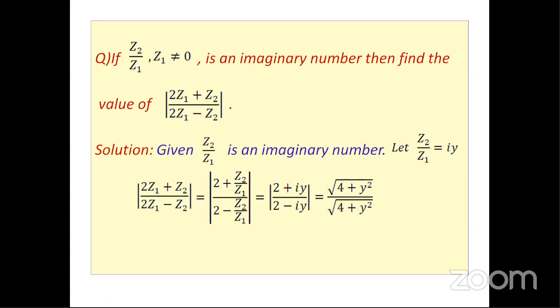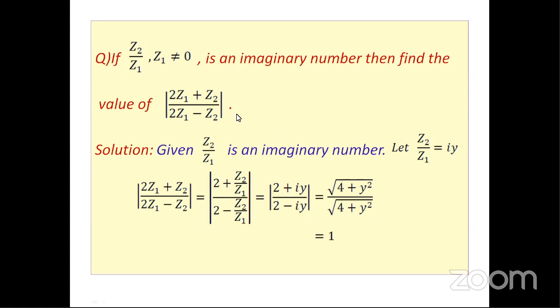Square of the real part plus square of the imaginary part under the root, isn't it? So here the real part is 2. So 2 square is 4 plus, here the imaginary part is y, so y square, under root. So root of 4 plus y square. Here again, the real part is 2, so 2 square is 4. The imaginary part is minus y, so minus y whole square is plus y square. So root of 4 plus y square, and root of 4 plus y square in the denominator also, they get cancelled and you will be left with the answer as 1.